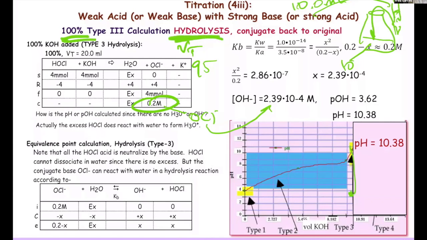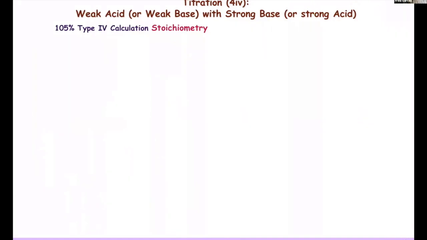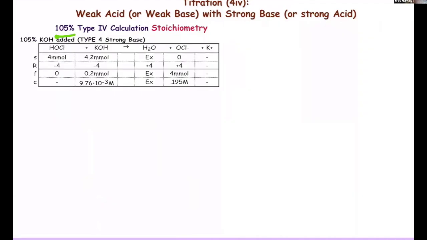Look what happens when we're past the equivalence point. We're now at 105%. Again, you set up your reaction table. We still have 4 here, but now 10.5 times 0.4 is 4.2 millimoles. That's going to be in excess.